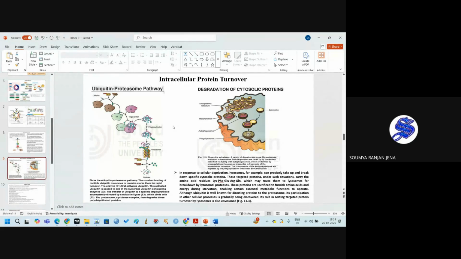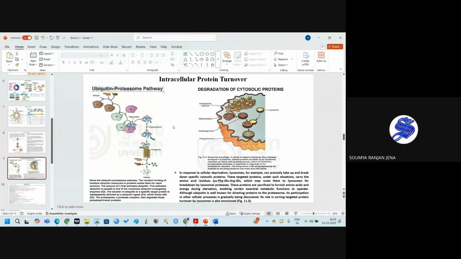For identification, which protein will be degraded? How will the proteasome identify it? The proteasome will identify the ubiquitin tag. If one protein is tagged with ubiquitin molecules, then the proteasome will detect that protein and degrade it.